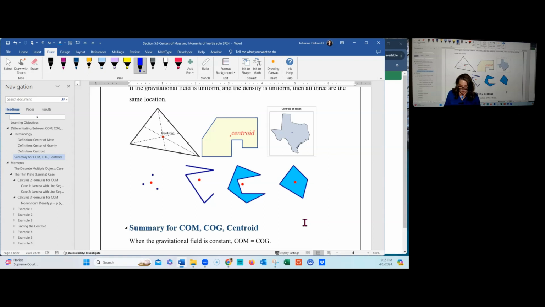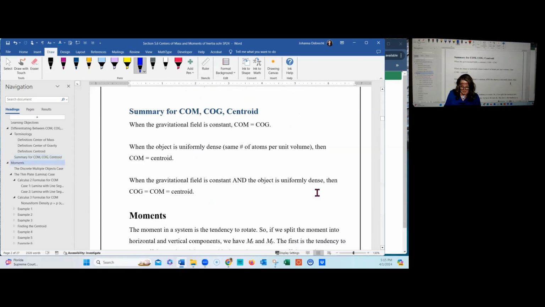So let's go ahead and summarize what we've learned about center of mass, center of gravity, and the centroid. If the gravitational field is uniform or constant, then the center of mass and center of gravity are roughly the same. And it applies if you're like semi-truck size or smaller. It doesn't apply to the Empire State Building because it is so tall, it's not in a uniform gravitational field. If the object is uniformly dense, meaning the density is a constant, same number of atoms per unit volume, then the center of mass is equal to the centroid.